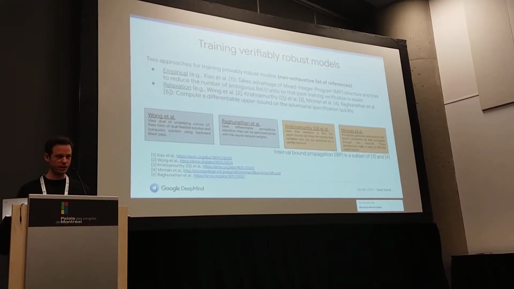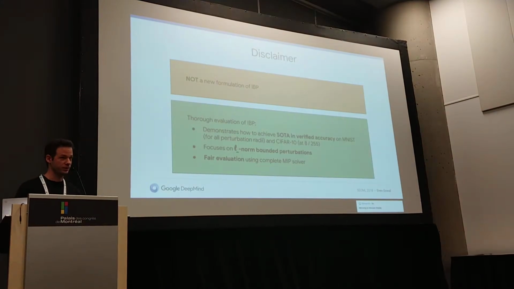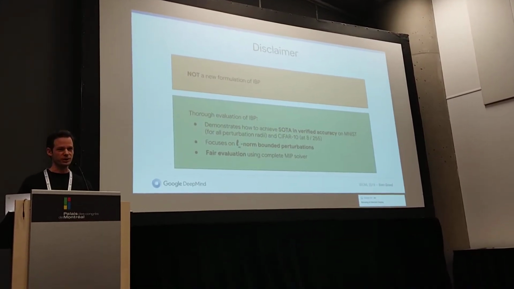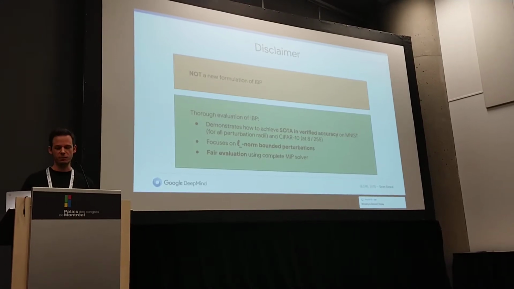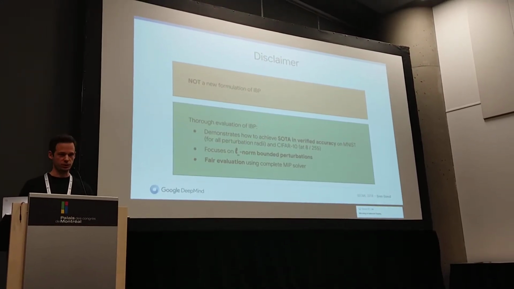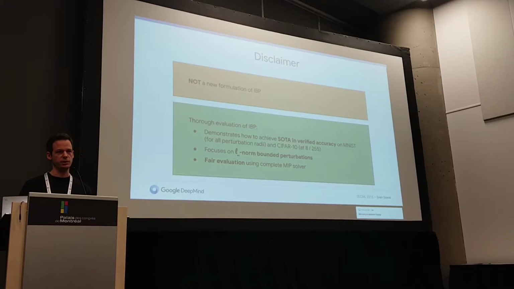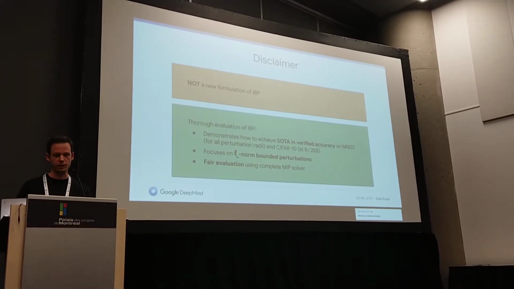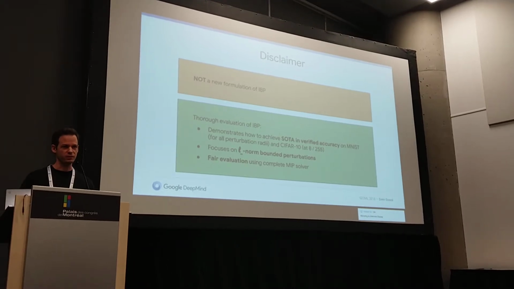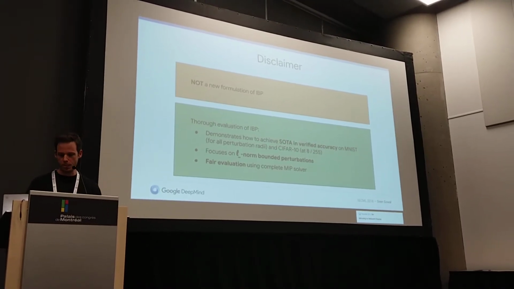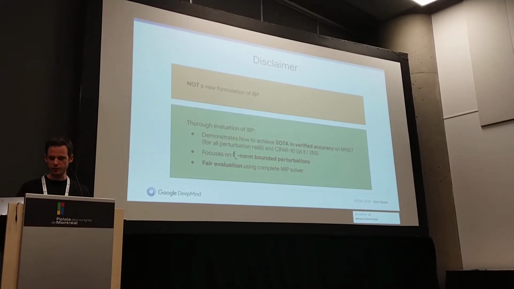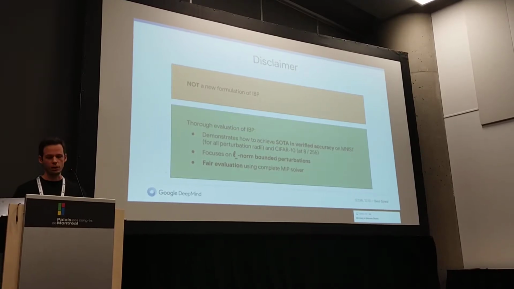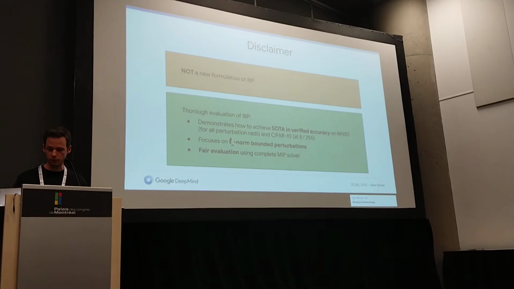So actually, this is a good time to make a disclaimer about this presentation and this paper. I'm not going to present a new formalism for interval bound propagation. What this paper does is just a thorough evaluation of interval bound propagation. It demonstrates how you can achieve state-of-the-art verified accuracy on MNIST and CIFAR using the simplest possible method, which is interval bound propagation. It only focuses on infinity-norm bounded perturbations, and we also perform a fair evaluation with other methods using the complete MIP solver.